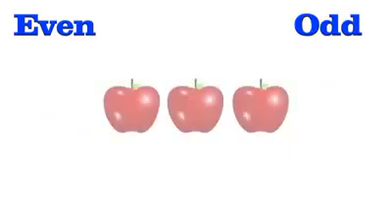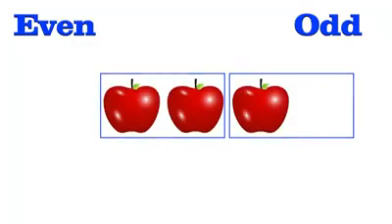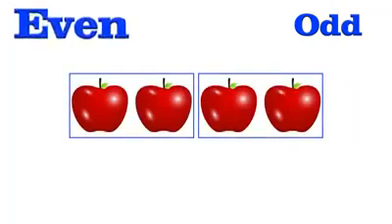One way you can see if a number is even or odd is to try grouping it into 2s. If there is 1 left over, then it is an odd number. If there are no extra numbers, then it is even.